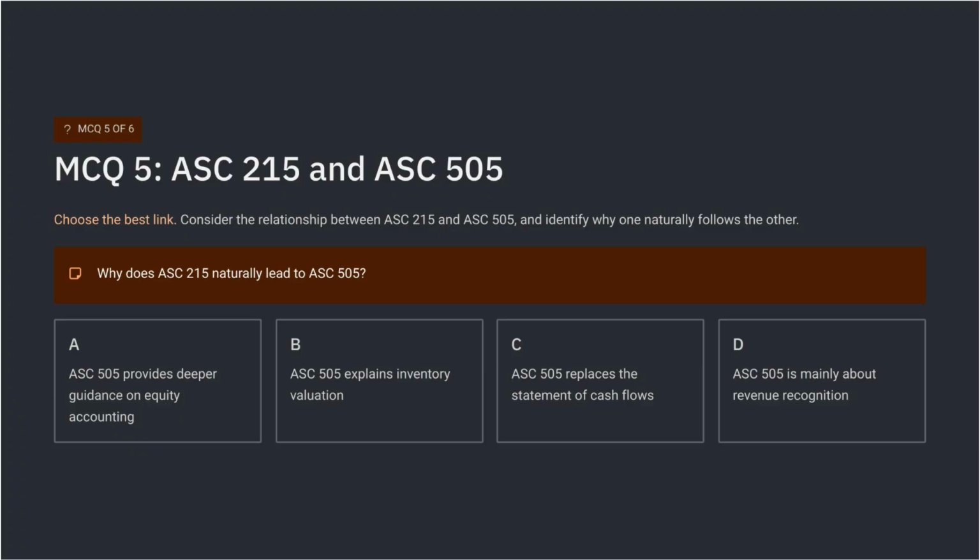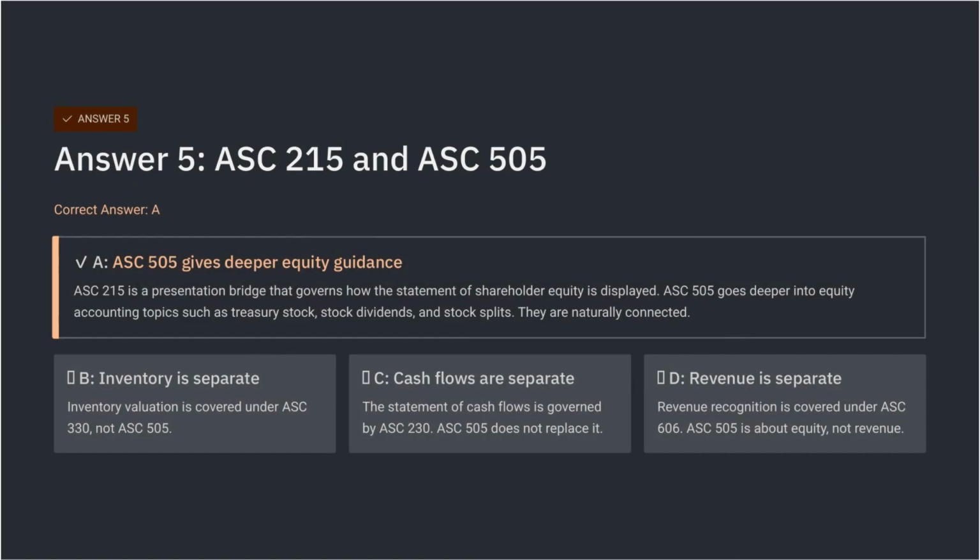This question is about the learning path. ASC 215 gives the presentation frame. Which ASC topic takes us deeper into equity accounting? The correct answer is A. ASC 215 is a presentation bridge, while ASC 505 provides deeper guidance on equity accounting. ASC 505 takes us into topics such as treasury stock, stock dividends, stock splits, and other equity transactions.